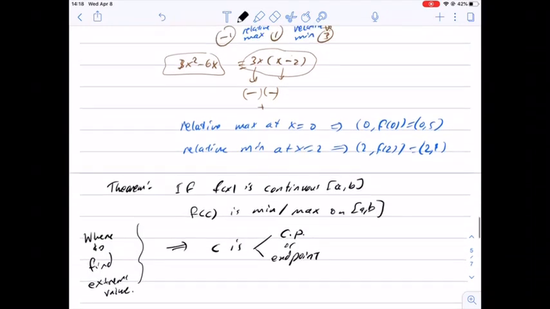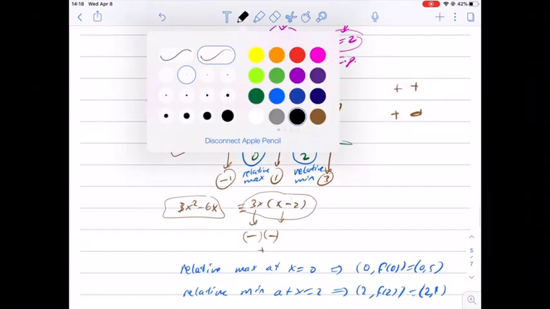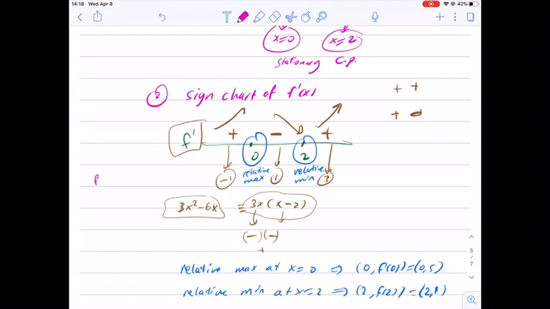If we want to determine intervals where the function is increasing, now here we can add it here. So f is increasing on negative infinity to 0 union 2 to infinity, and f is decreasing on the interval 0 to 2.